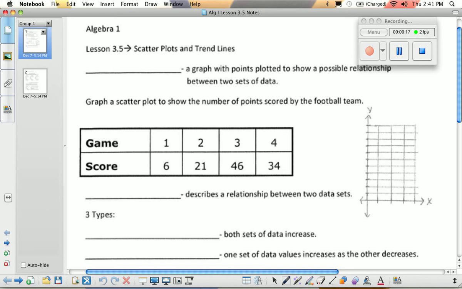Okay, our first vocab word. A graph of points plotted to show a possible relationship between two sets of data. What's that called, Ashton? A scatter plot. That's a scatter plot. Okay, a scatter plot.